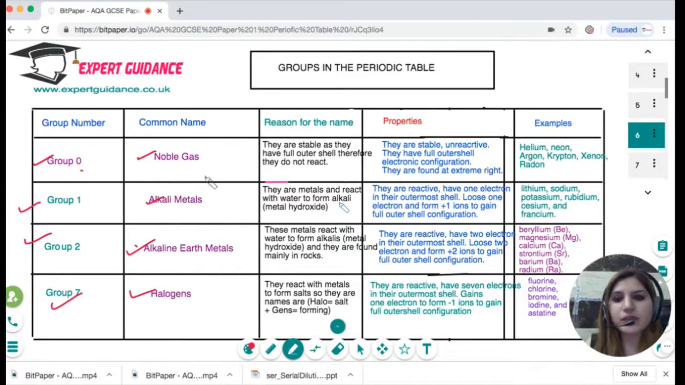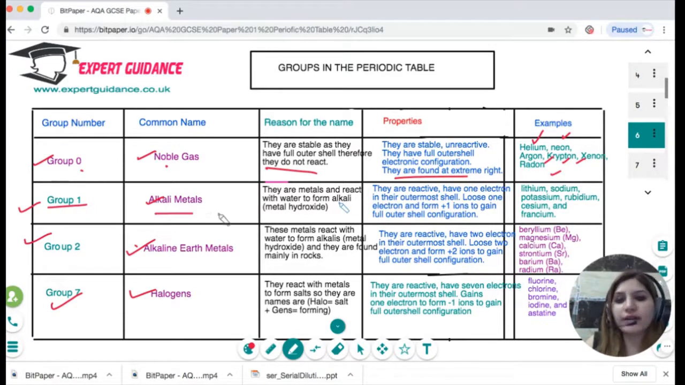Now, group 0, why is it called a noble gas? Because they are stable, they have a full outer shell, therefore they do not react. So what will be the properties of group 0? They are stable, unreactive, have full outer shell configuration, and are found in the last group, that is to the extreme right. Examples: helium, neon, argon, krypton, xenon, and radon.